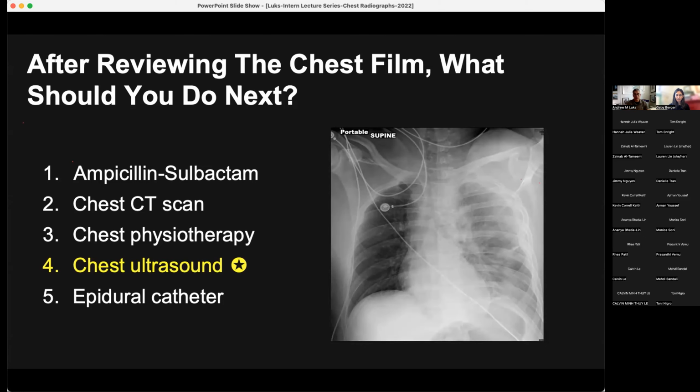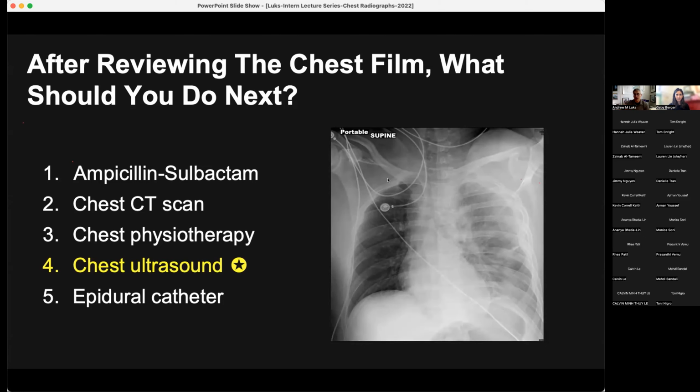Are the lung volumes adequate? Are they rotated? Is the penetration good? And you also need to look at the patient's positioning and whether it's an AP or a portable film. Because whether the patient is upright as opposed to supine can make a big difference in interpreting some of the findings.